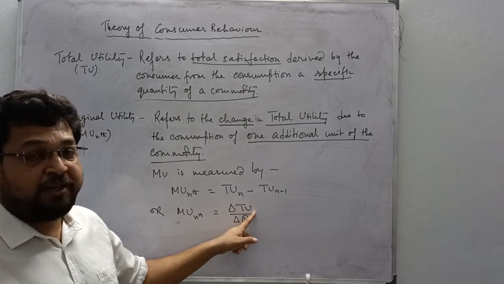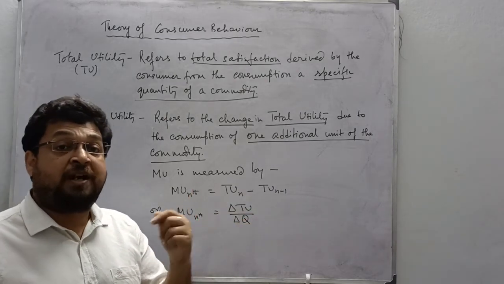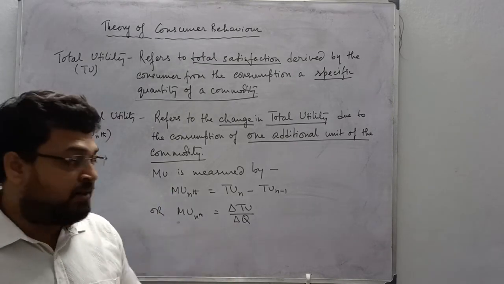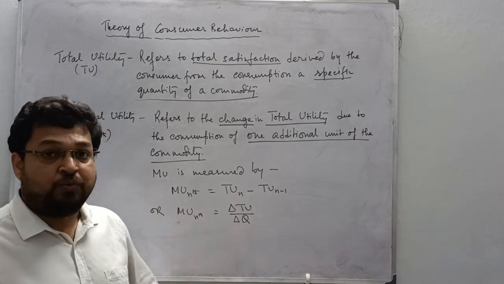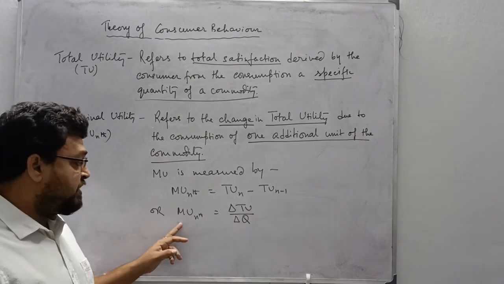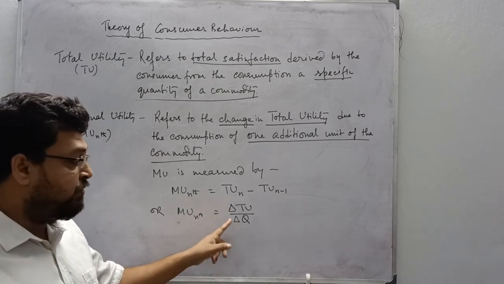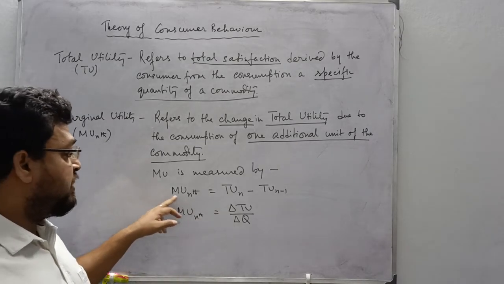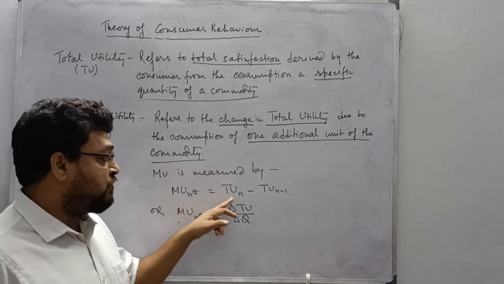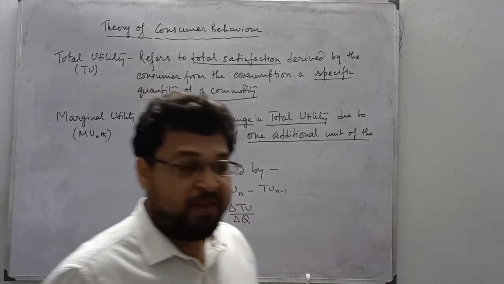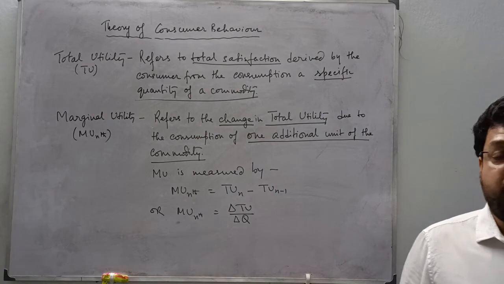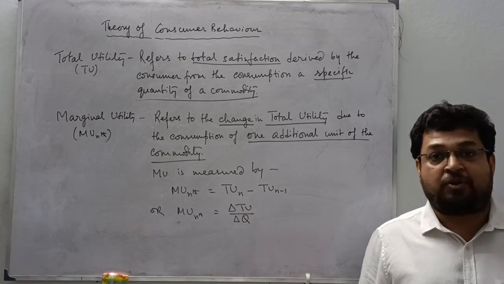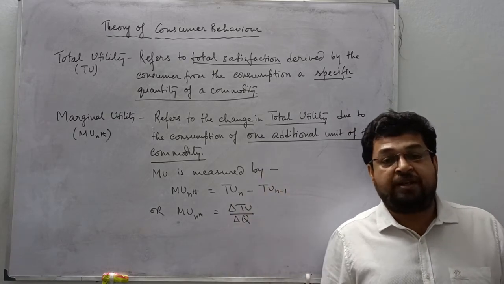The change in total utility due to 1 additional unit. This 1 additional unit can also be written as a marginal change in quantity demanded, which is defined as delta Q. So either we measure marginal utility as delta TU over delta Q, the change in total utility due to a marginal change in quantity demanded, or we can measure it by the marginal utility for the nth unit equals TU n minus TU n minus 1. These are the two concepts we need to know before we proceed into the theory of consumer behavior, the equilibrium analysis and all. This is what total utility and marginal utility refer to.